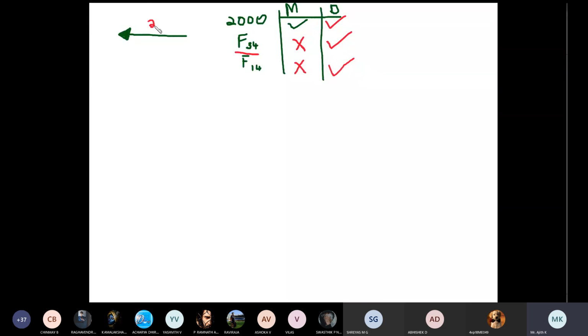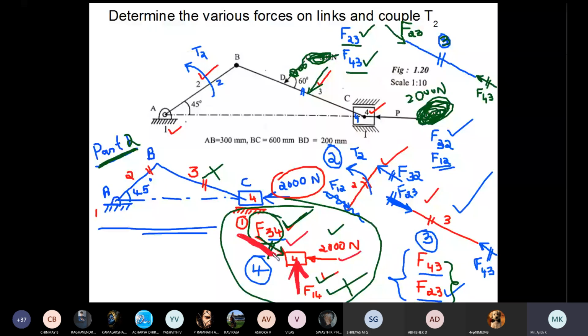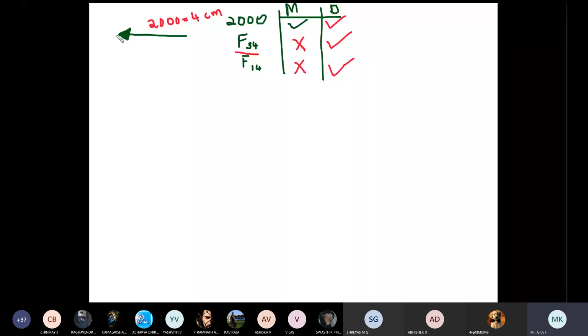So this is 2000 Newton. 2000 Newton is equal to around, depending on your scale, let me consider this one as 4 centimeter. So one line is complete. The second line is F34. Its magnitude is unknown. Magnitude means the length of the line is unknown, but its direction is known. So we'll draw a line parallel to F34 in the previous diagram. This is the direction of F34. So from here, we'll simply draw a line parallel to F34, but its length is unknown.